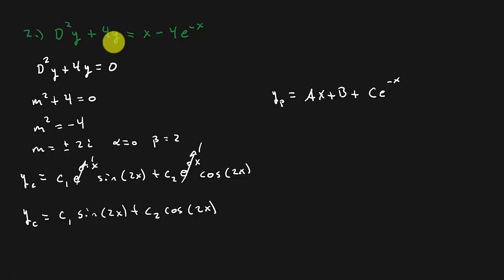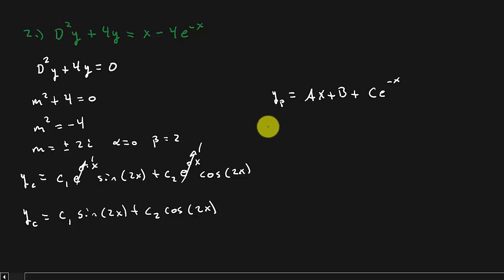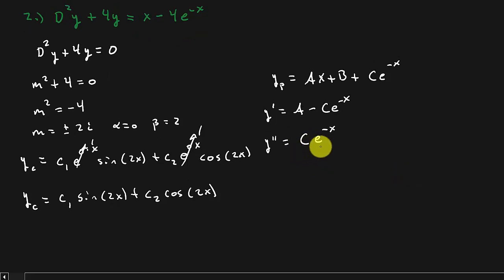And now we're going to plug this in for y, and then we need the second derivative to plug in. So the first derivative is just a, and then the derivative of this is minus c e to the negative x. And then y double prime, the derivative of a is 0, and then the derivative of this would be positive c e to the negative x. So we're going to plug this in for the second derivative. That's going to be c e to the negative x, plus 4 times, and in place of y, we're going to put ax plus b plus c e to the negative x, and that equals x minus 4e to the negative x.